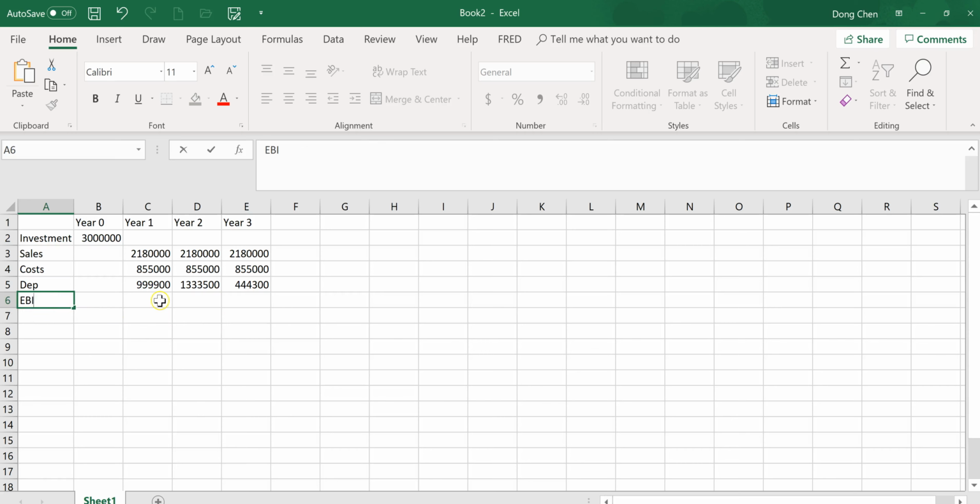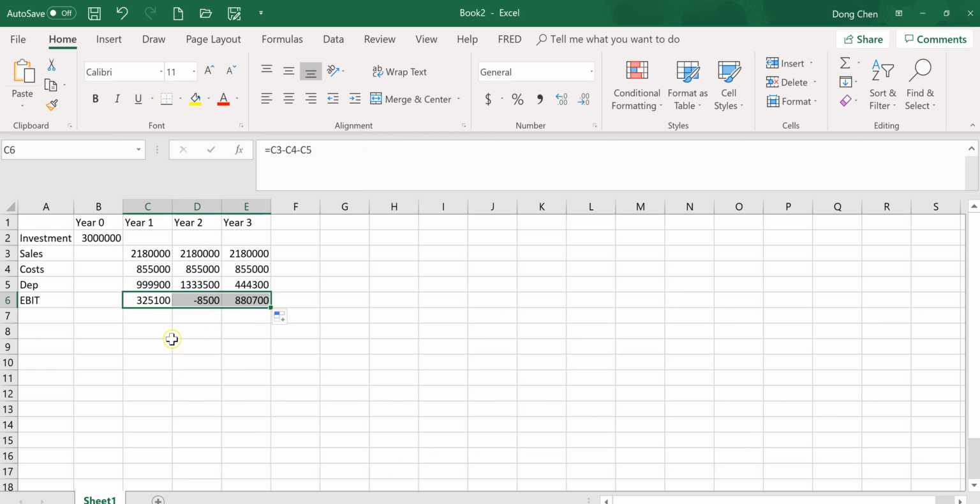So EBIT now could be calculated by sales minus cost minus depreciation. And that's another advantage of using Excel. After 1 year's calculation, you can just pull your mouse all the way to the right, and then the other years will be automatically calculated.